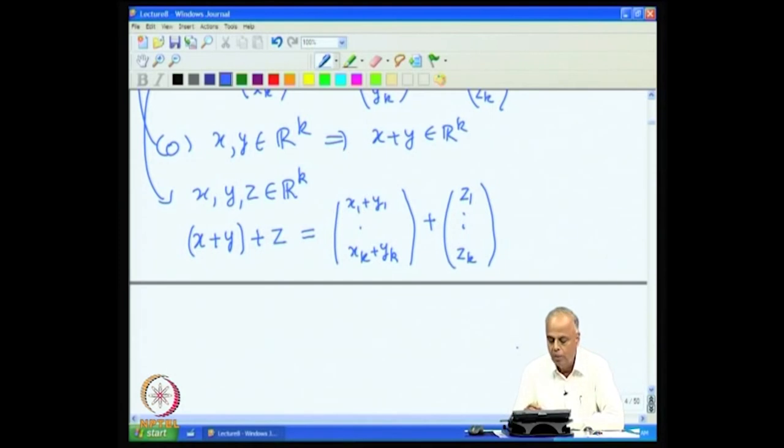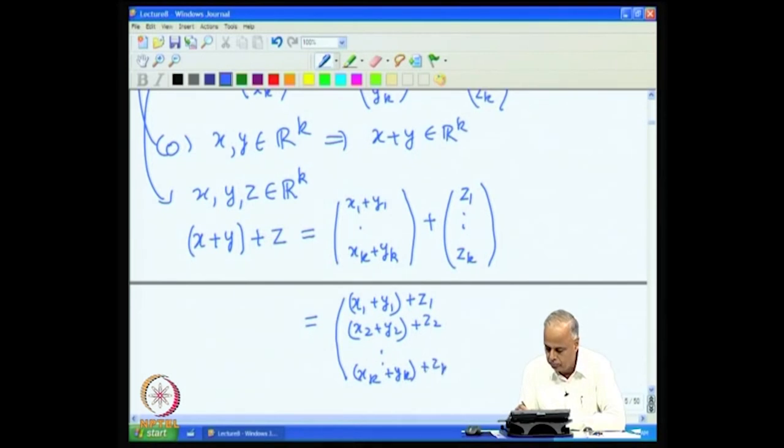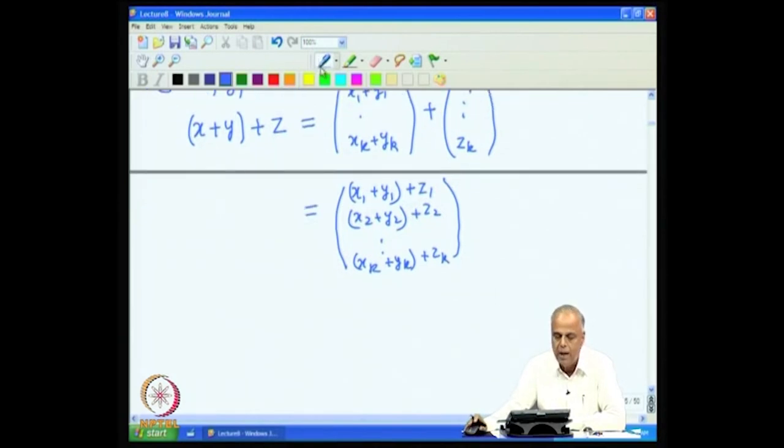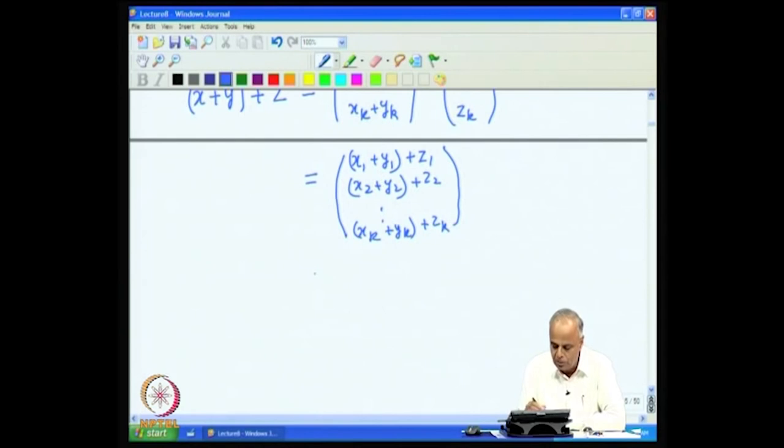Now, again on the right hand side, we are adding two elements in R^k. So, the usual addition definition given above says that this is equal to (x1 plus y1 plus z1, x2 plus y2 plus z2, and so on, xk plus yk plus zk). Now, if you look at each entry, they are all additions of real numbers. I am adding x1, y1, z1. These are real numbers. x2, y2, z2. These are real numbers and so on. And we know that in the real numbers, bracketing can be done anywhere. That is, real number addition is associative, and therefore, we can write this as x1 plus (y1 plus z1) and so on, xk plus (yk plus zk).